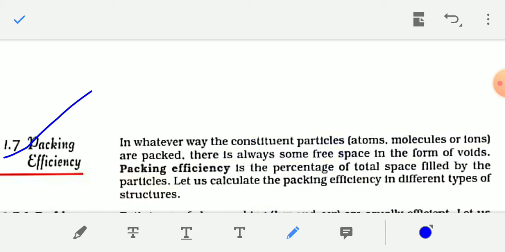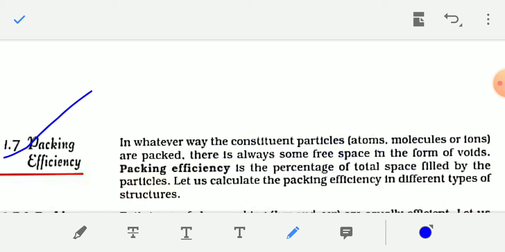And now, what is packing efficiency? You know that in the crystalline state of matter, that is in solid state, the particles are very closely attached to each other. However, there is some free space in the form of voids. In whatever way the constituent particles, that is atoms, molecules, or ions, are packed, there is always some free space in the form of voids.